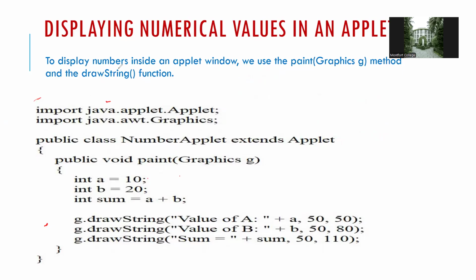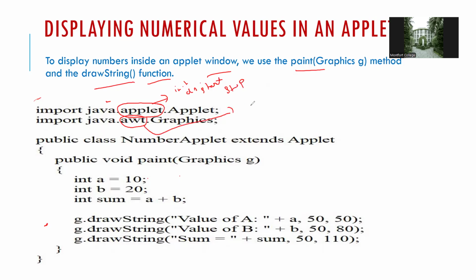Look at this. It says that to display numbers inside an applet window, we use the paint method and the drawString function. Look at this carefully. We have imported two items. The first one is the applet package, the second one is the AWT package. Why we have used them, we know. The applet package has the init, destroy, start and stop methods. All these things we have in the applet.